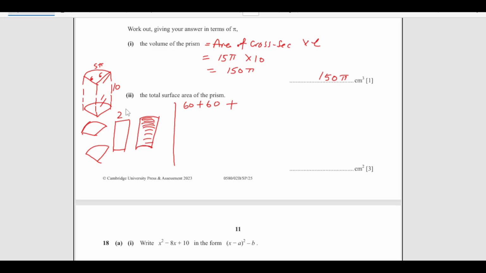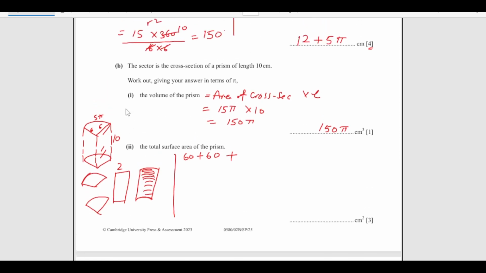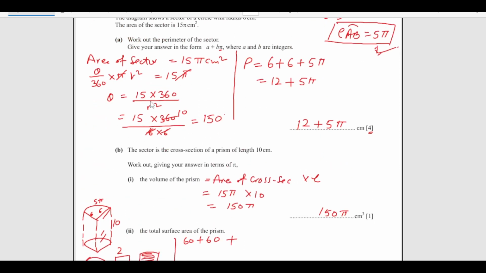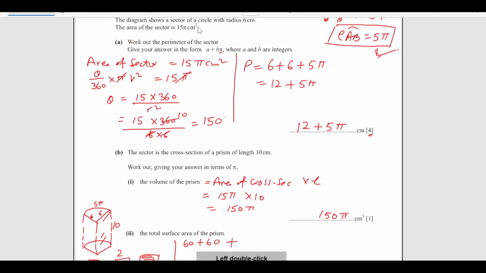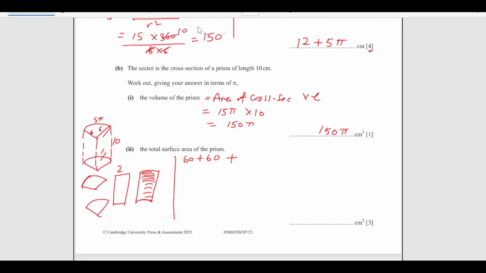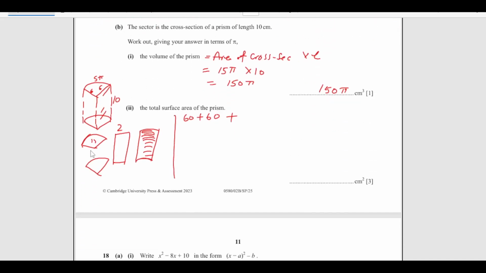So this is given to us here, this is given to us as 15 pi. You see here, this one here, the area of the sector. So this sector is 15 pi, this one is 15 pi and this is 15 pi. There are two of them. So 15 pi plus 15 pi, right? So then now we are left with this one.